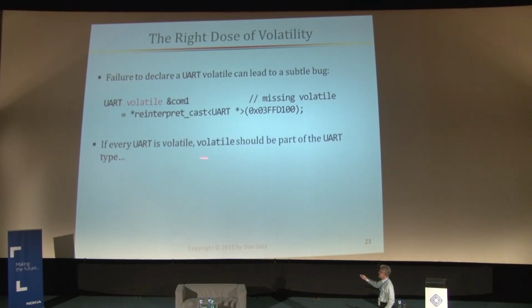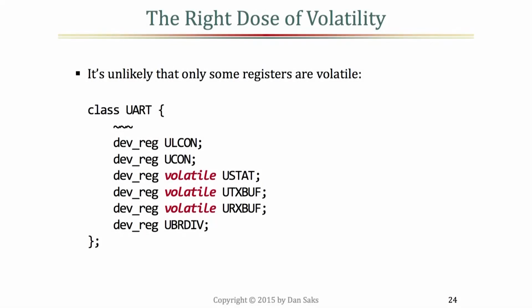So if every UART is volatile, make it part of the type as follows. I'm going to show you some failed attempts first, and then show you what I think you should do.